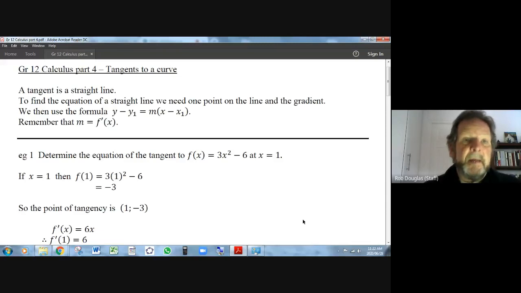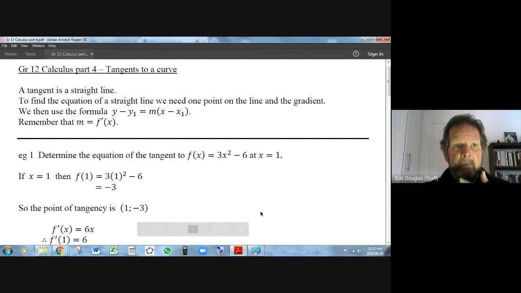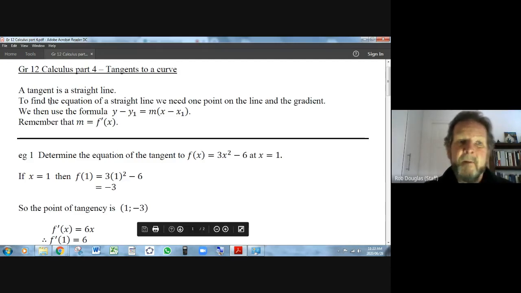Okay, today we're going to look at tangents to a curve. A tangent is a straight line, and I like to think of a ruler up against a basketball. A basketball is kind of curved, and you put the ruler up next to it, and it looks like it just about touches in one point when you have a curve. Well, that's kind of what a tangent line is. It's a straight line that just touches at one point.